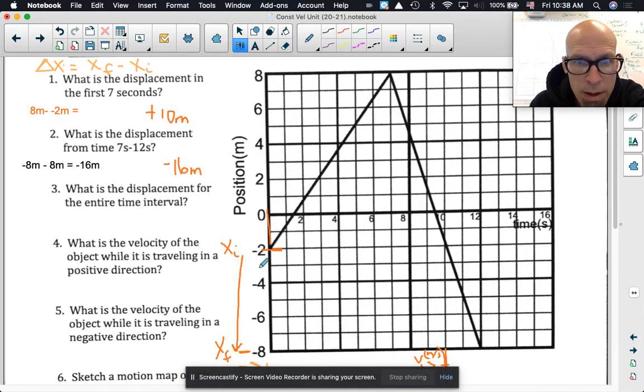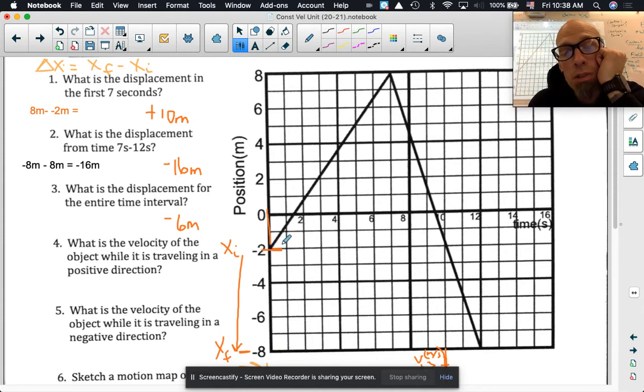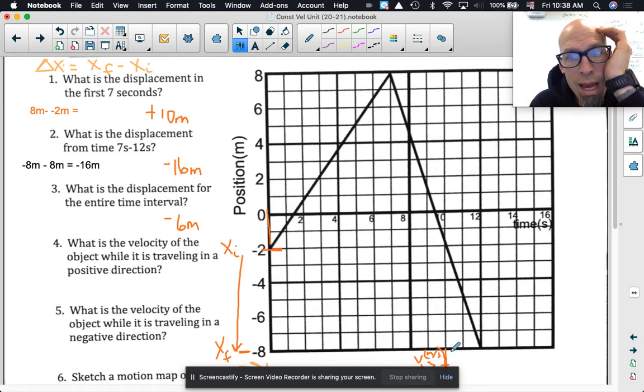Now, how far is that? Well, that's 6 meters down in the negative position. -6 meters is what the graph says we changed from here down to here. Displacement doesn't care that you went all the way out to 8 meters, turned around, and came all the way back. All that displacement cares about is that you started at -2 meters and ended at -8 meters. That's a change of -6 meters.